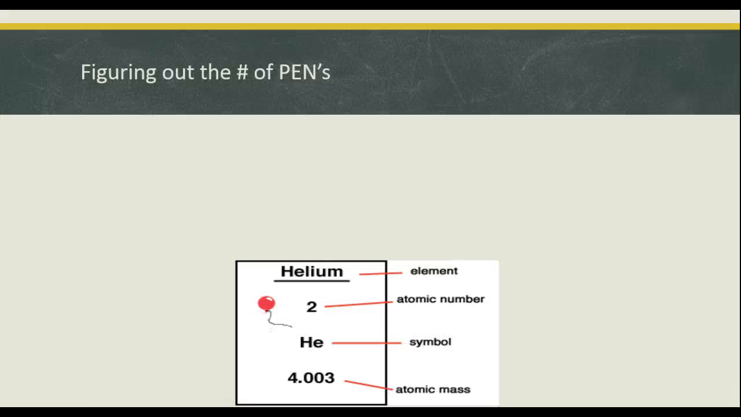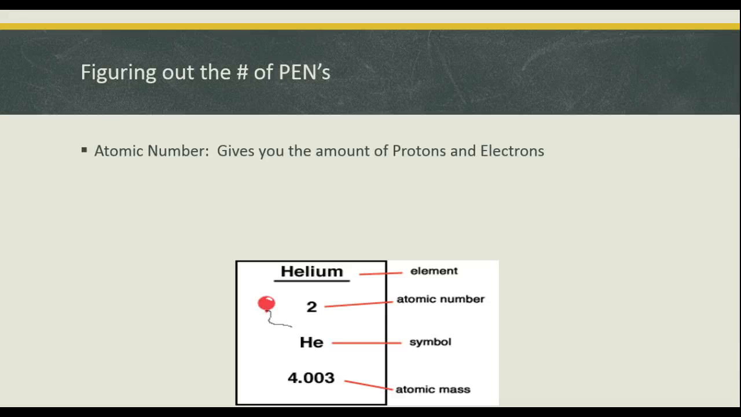Throughout this first unit, the fundamentals of chemistry, you're going to see us referencing protons, electrons, and neutrons as pens. So we need to figure out the number of protons, electrons, and neutrons, or pens, helium has, or any element, but we're just going over helium now. We have pieces of information on the periodic table that will help us figure out how many protons, electrons, and neutrons an element has.